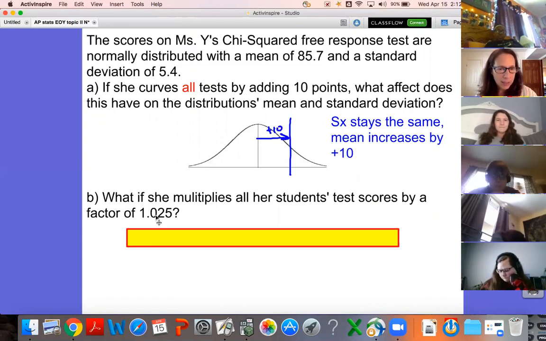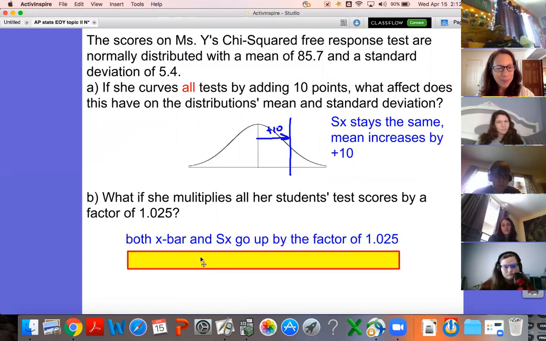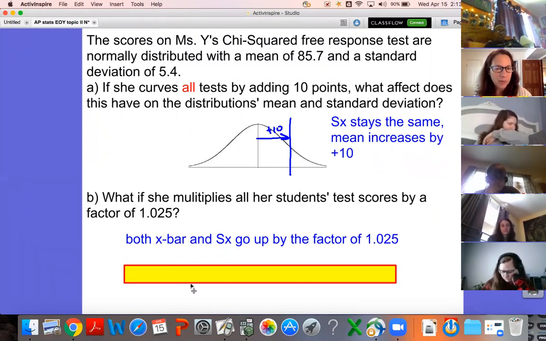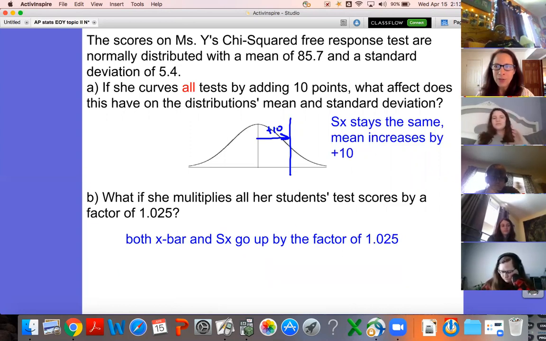Okay, but now let's say I added 2.5% to everybody's test by multiplying everybody's score by 1.025. Now what happens to the mean and the standard deviation? Now we're multiplying, not adding. Are they both changing? Absolutely, they both change. Both of them go up by this number because when you multiply, it also spreads out the scores and it will move the mean up as well. Well done, Jacob. You have an intuitive sense for this. Anybody else have questions on that, or are we good?